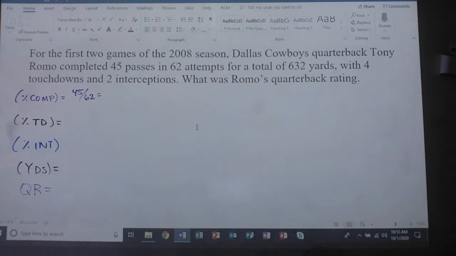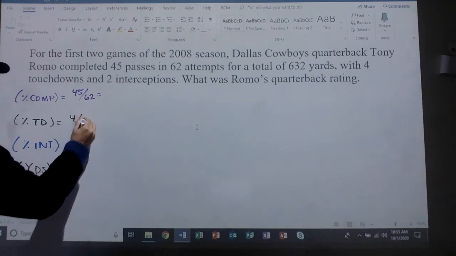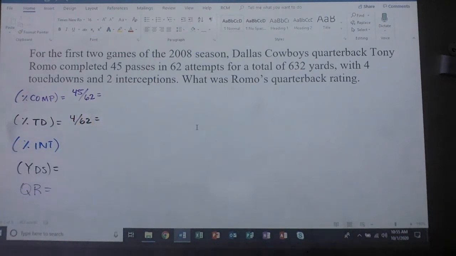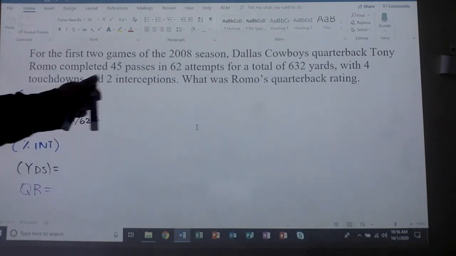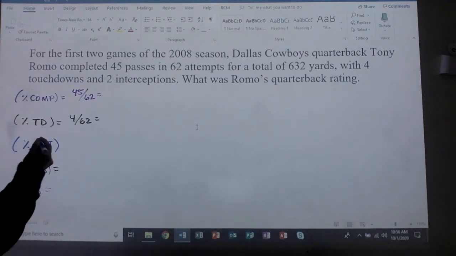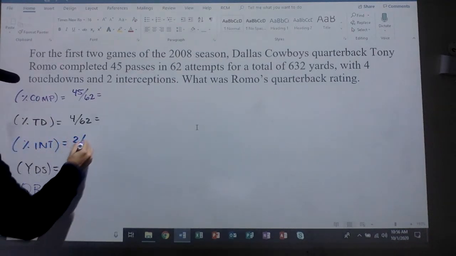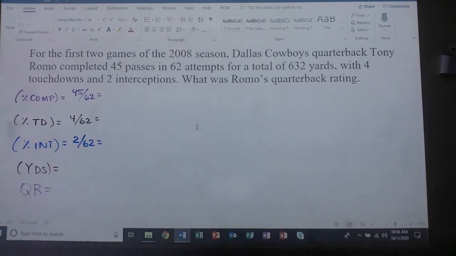I'll do the same thing with the other numbers. Touchdowns, if you keep reading the problem, for a total of 632 yards with 4 touchdowns. Over the attempts. Interceptions. 4 touchdowns and 2 interceptions. Not only that, but I keep going with the yards. The yards, it was on the first line. 62 attempts for 632 yards.